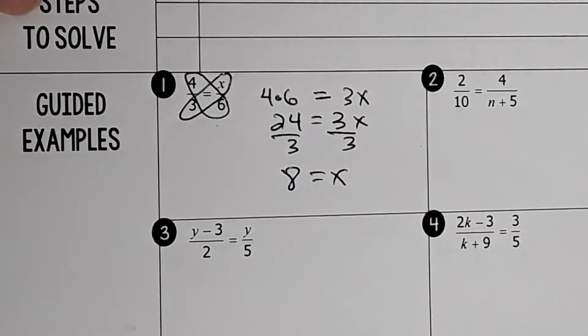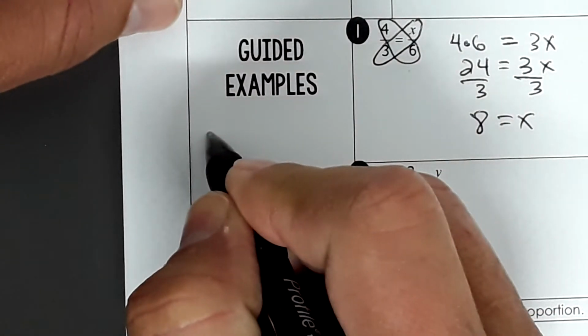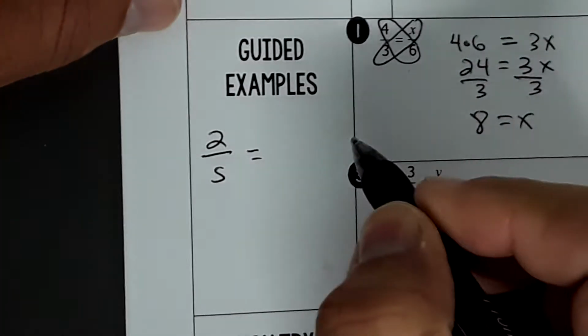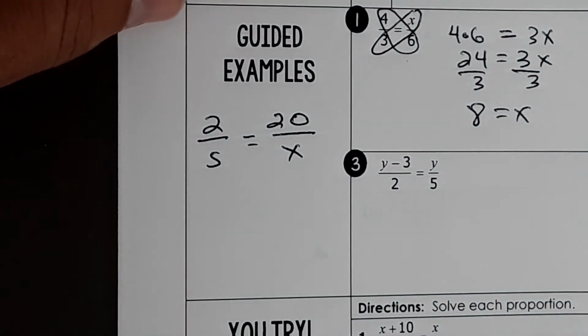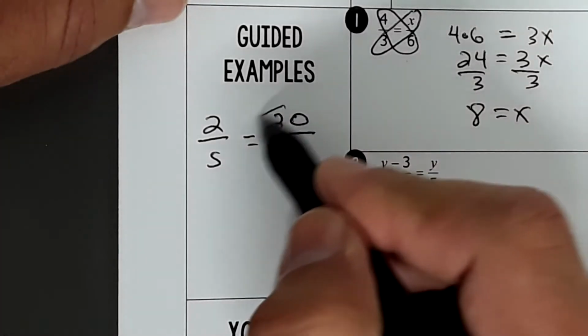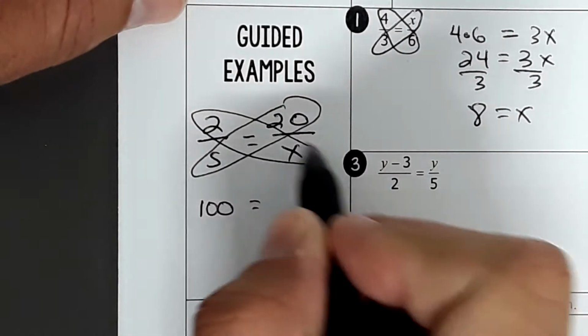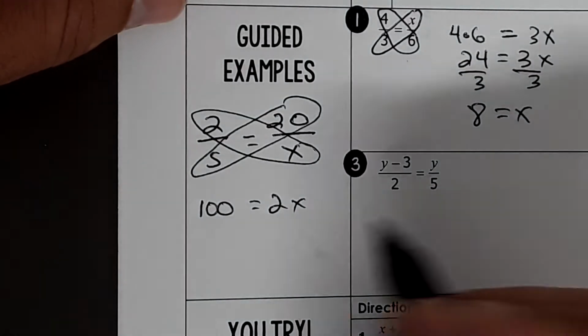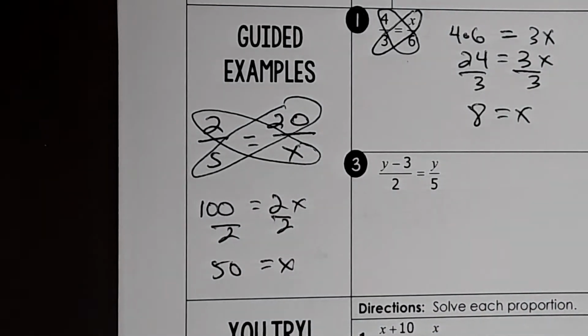Some of you guys might recognize that method. It's cross multiplying and dividing. So an easy problem like that, you just simply cross multiply and divide. Let's look at another one. How about 2/5 is equal to 20 over x. So now I have a missing number here. 5 times 20, that's 100, equals 2 times x. So there's my cross multiplying. And then when I divide, I would get x equals 50. So those should be pretty easy.